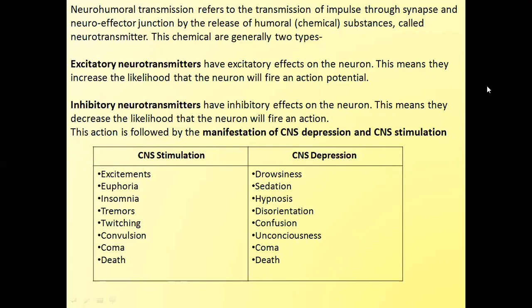This action is followed by the manifestation of CNS depression and CNS stimulation. So what are the features of CNS stimulation? This is related with excitement, euphoria, insomnia, tremors, twitching, convulsion, and coma next to death. And in case of CNS depression, it starts with drowsiness, then sedation, hypnosis, disorientation, confusion, unconsciousness, and coma. Last is death.